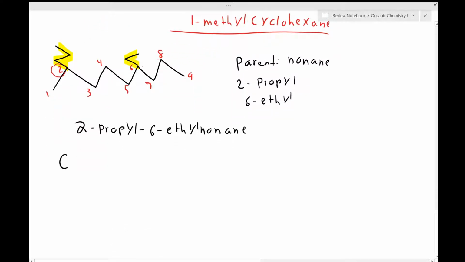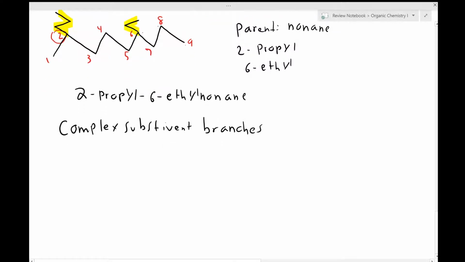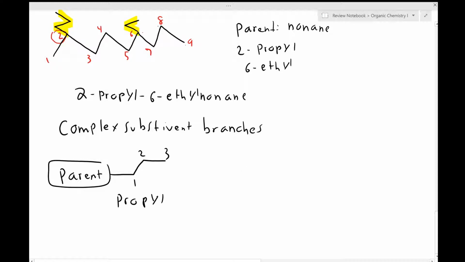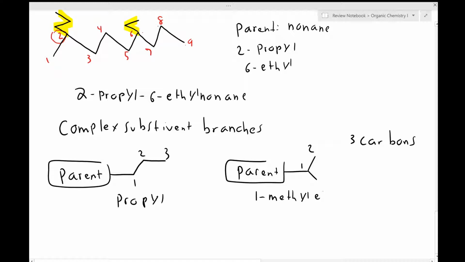So then let's go into complex substituent branches. If we had a parent chain, we'd have 1, 2, 3 carbons here. This would be a propyl group. But then we could have our parent attached in the middle, equally distributed, with 1, 2, so we know there are 3 carbons here. We could name it 1-methylethyl group, or you can identify this as an isopropyl.